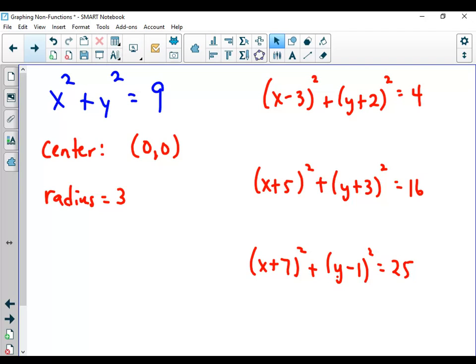Make sure you test it out after you label your center and radius, see if it really matches what you think it's going to be.